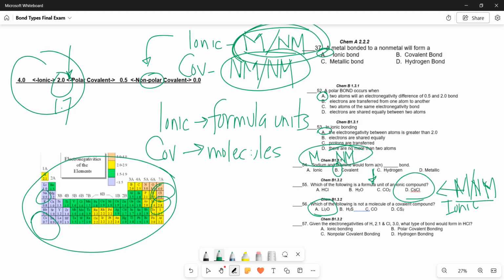57. Given the electronegativities, hydrogen a 2.1 and chlorine a 3.0, what type of bond would they form? So 2.1 minus 3.0, absolute difference is going to be 0.9. That's going to be polar covalent, and so I'm going to say B.